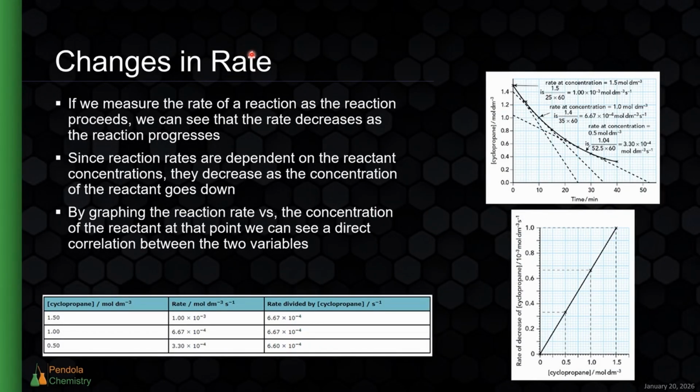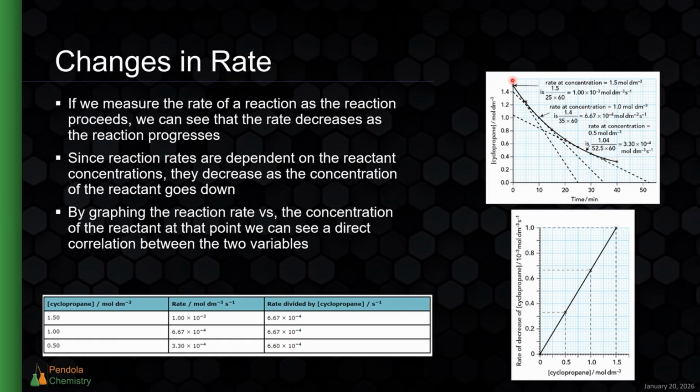So now that we know how to calculate the instantaneous rates, which again is going to be the ones that are more commonly used, let's look at how those instantaneous rates can change over the course of the reaction. If we measure the rate of a reaction, the instantaneous rate of a reaction, as it proceeds at different points, we can see that the rate of the reaction is going to decrease. So if we look at this graph right here, this is a graph we were working with before. We have the cyclopropane concentration versus time graph.